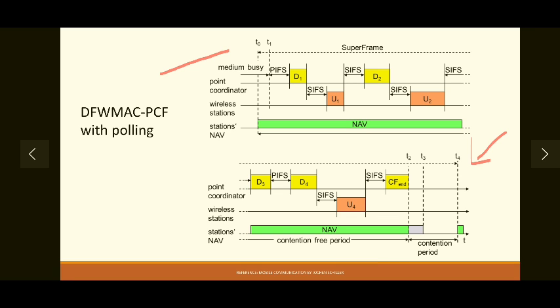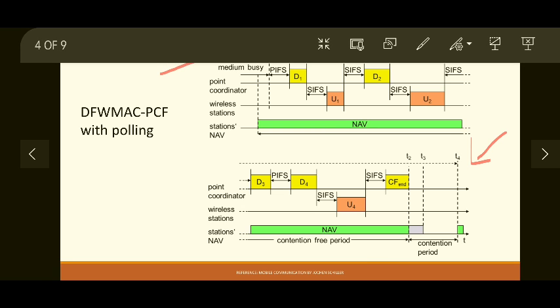So how does it work? You can see the super frame T0 to T4 is considered as a super frame. There is a contention free period starting at T0 ending at T2. So here the contention free period ends. Then from T2 to T4 there is a contention period, which will be for later added users which have not been polled by the access point. Okay, so let's see how this works.